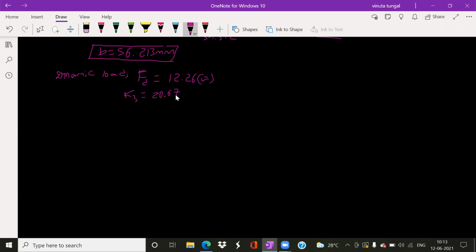How have you obtained the dynamic factor C? In the previous problem, what have I done? To obtain C, Table number 12.14. C value is 12 point.